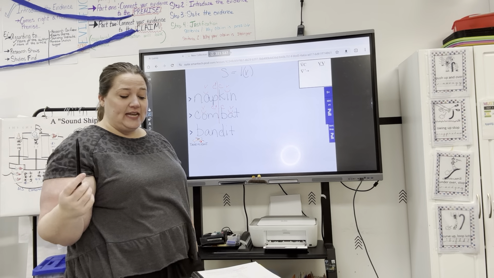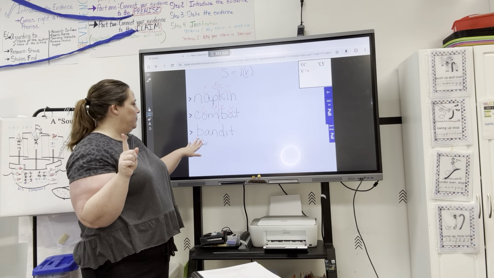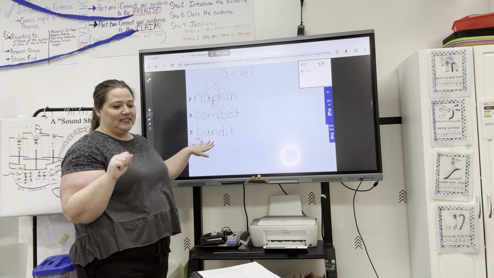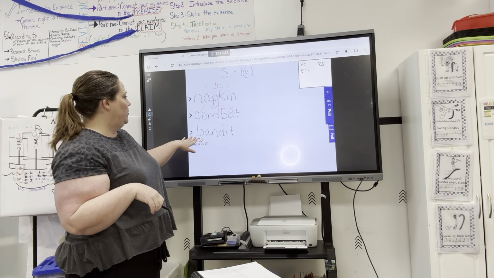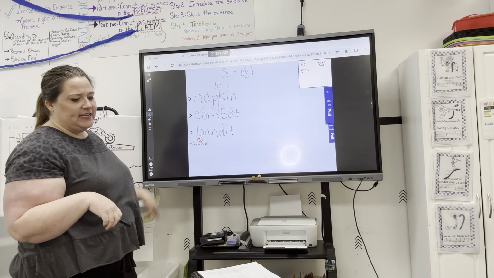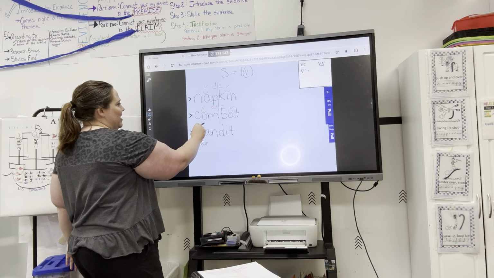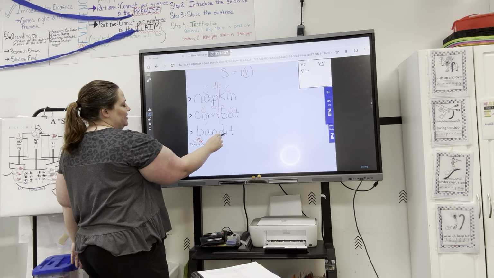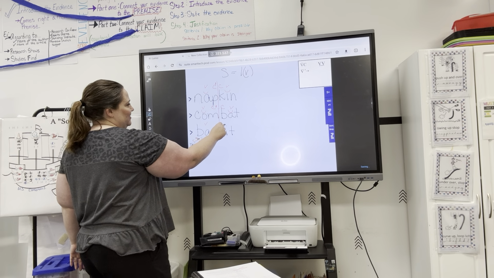Okay, let's review our steps. What's the first thing I'm going to look for? Suffixes. Do I see any suffixes? No. Do I have any word clusters? No. Find the first sounded vowel, a, bandit. The second sounded vowel, i.